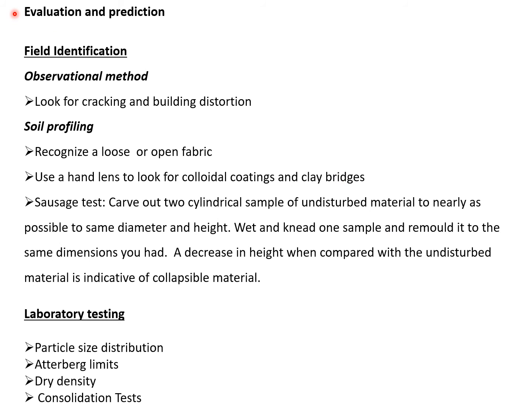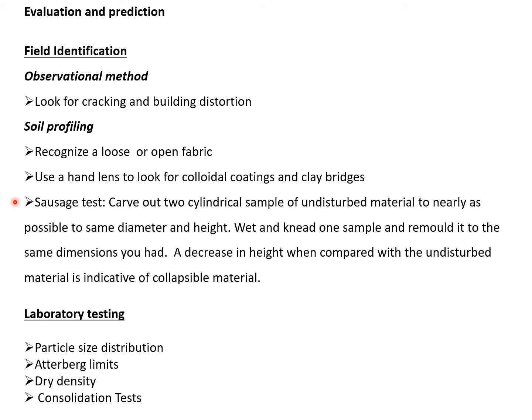Evaluation and prediction. For field identification, the observational method: look for cracking and building distortion. Soil profiling: recognize a loose or open fabric. Use a hand lens to look for colloidal coatings and clay bridges.